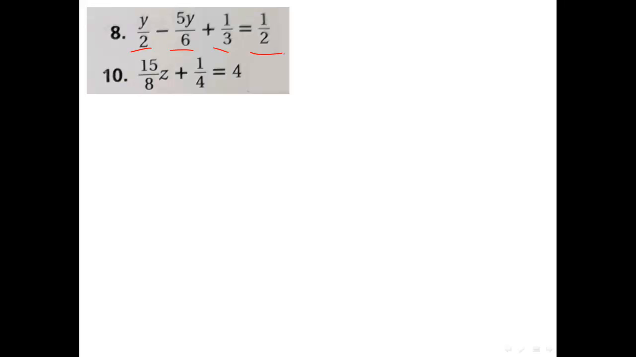Maybe you cannot remember what the greatest common factor is, okay? So we will find a number that can be divided by all the numbers. Of course, it will be 6. I can divide 6 by 2, by 3, and by 2, and I will have a whole number, not a fraction. I can simplify with it. So in question 8, I will multiply all the terms by 6.